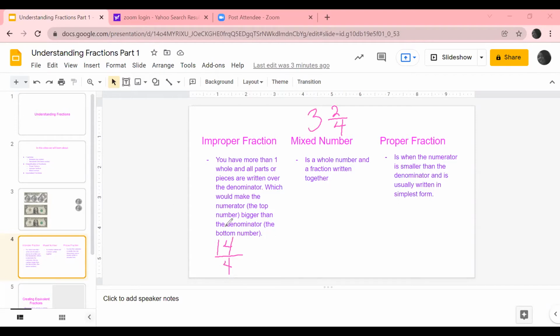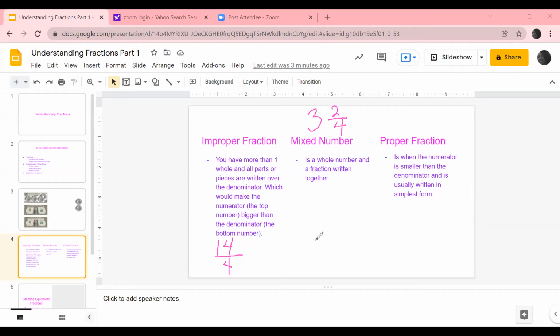So that would make my numerator, my top number, bigger than my denominator because I have more than one whole dollar. In this scenario, I have 3 whole dollars. So to write that as an improper fraction, my numerator is going to be larger than my denominator. As a mixed number, it's already written as a mixed number.